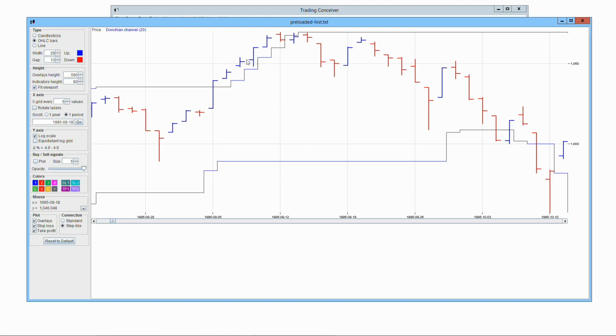At open, open price versus overlay calculated at close of previous bar. At threshold, upside breakout, high price versus overlay calculated at close of previous bar. Downside breakout, low price versus overlay calculated at close of previous bar. At close, close price versus overlay calculated at close of current bar.